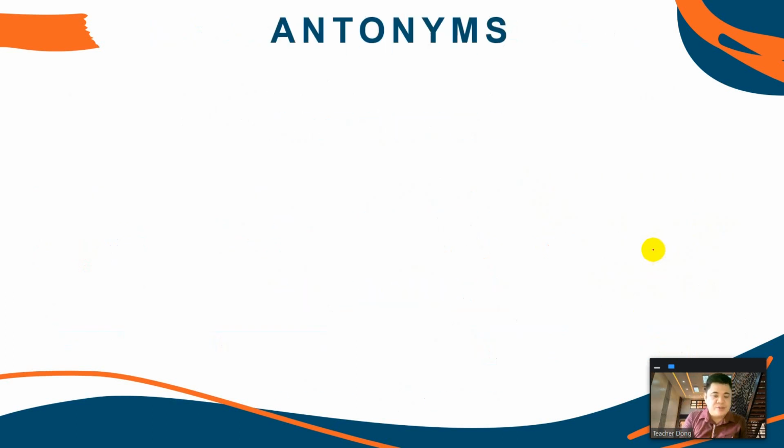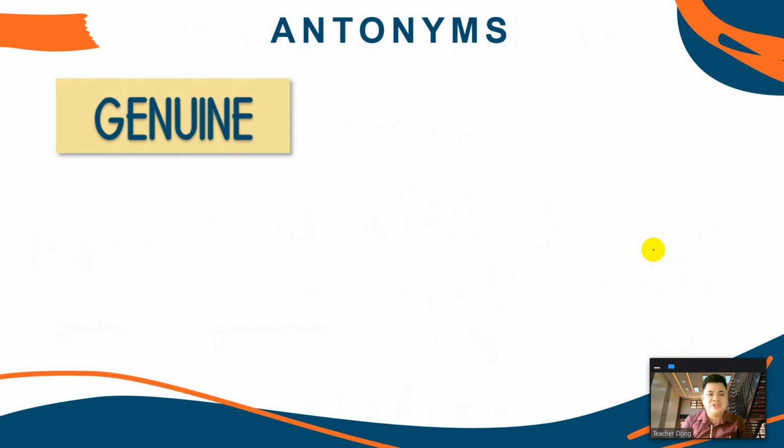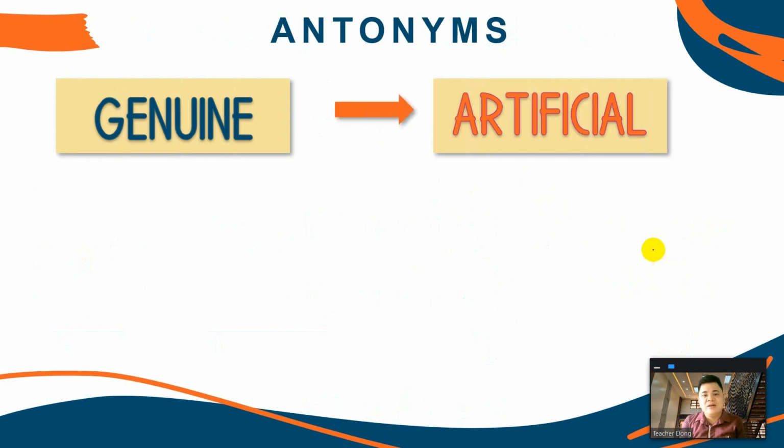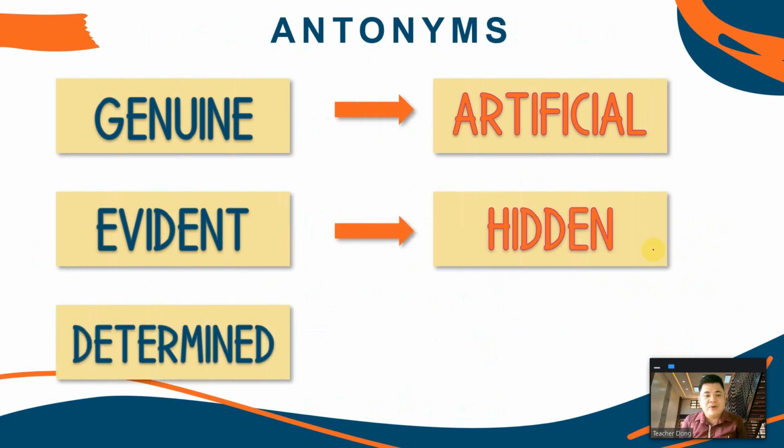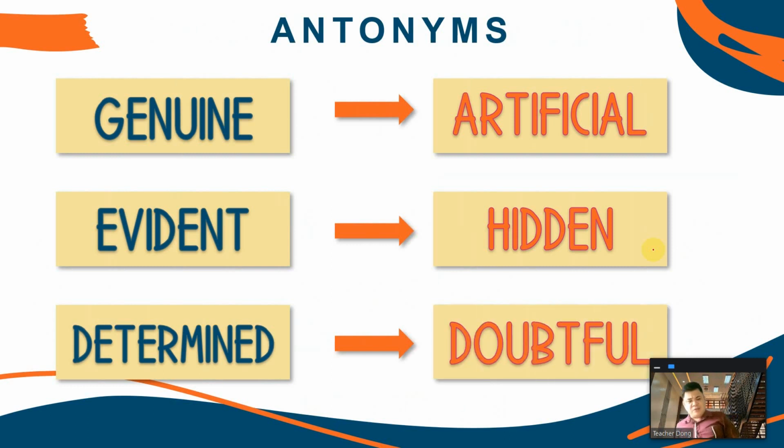And then antonyms. Before we proceed with the inverse, what's the antonym of genuine? We have artificial. Then for evident, the antonym is hidden. For determined or sureness, if you are sure of what you are doing, so you are determined of what you are doing or decision, then the opposite is doubtful. So we can relate this to inverse functions because when we are talking about inverse functions, we are getting the opposite. We are interchanging the elements of x and y, or the domain and range.